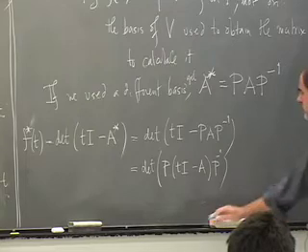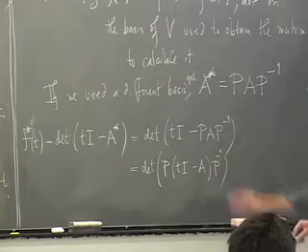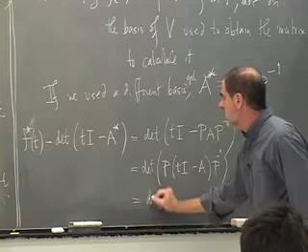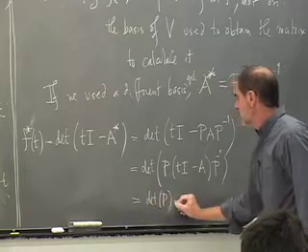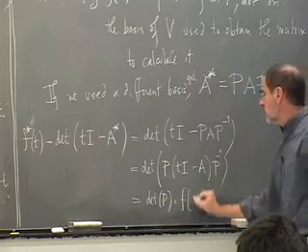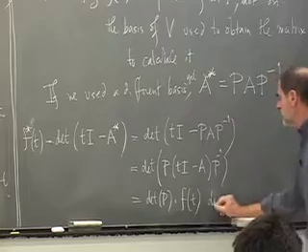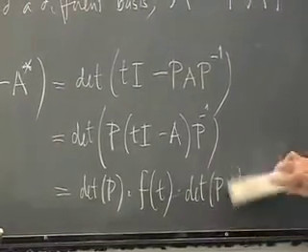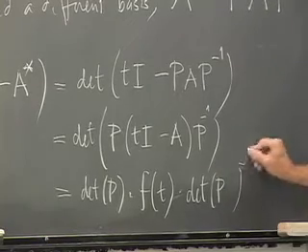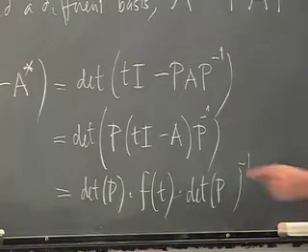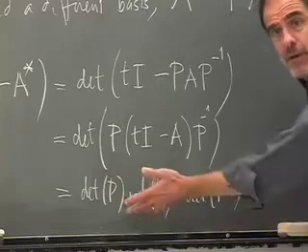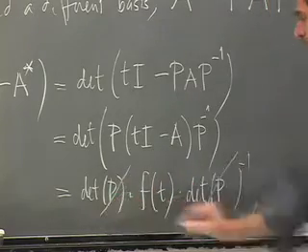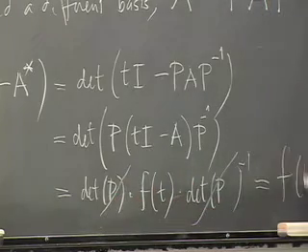And then we use the fact that the determinant of a product of matrices is the product of the determinants. So we get the determinant of P times the determinant of this matrix, which is what we called f of t, times the determinant of P inverse. But the determinant of P inverse is the inverse of the determinant of P in our field, and multiplication in our field is commutative. So we can cancel this, and we just get f of t.